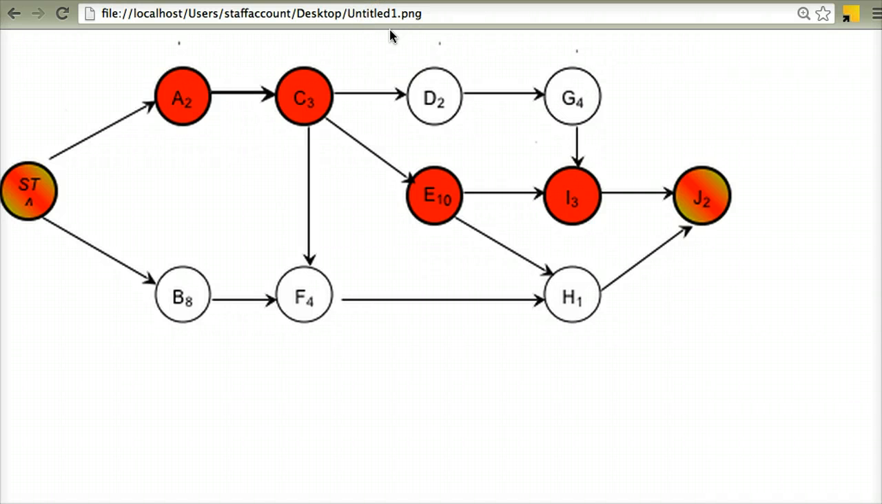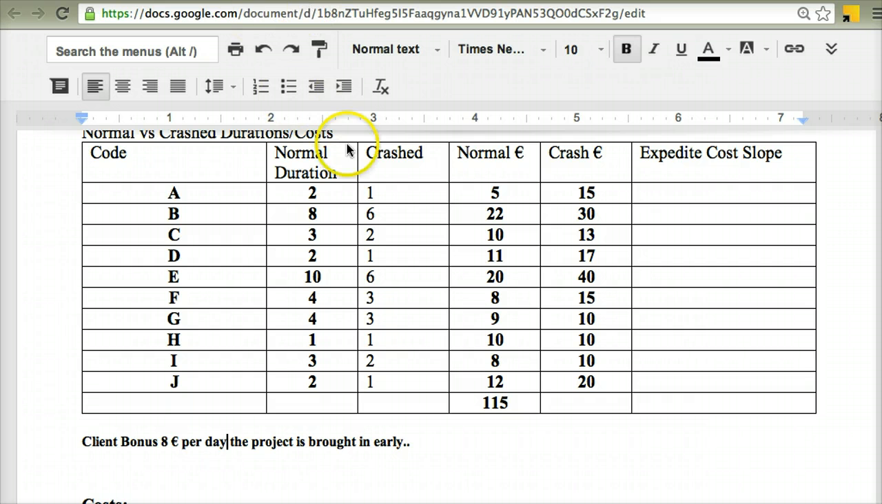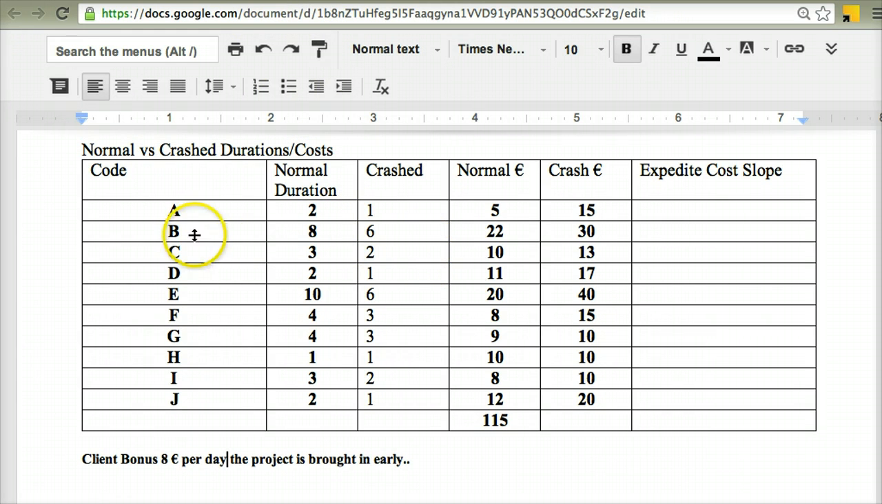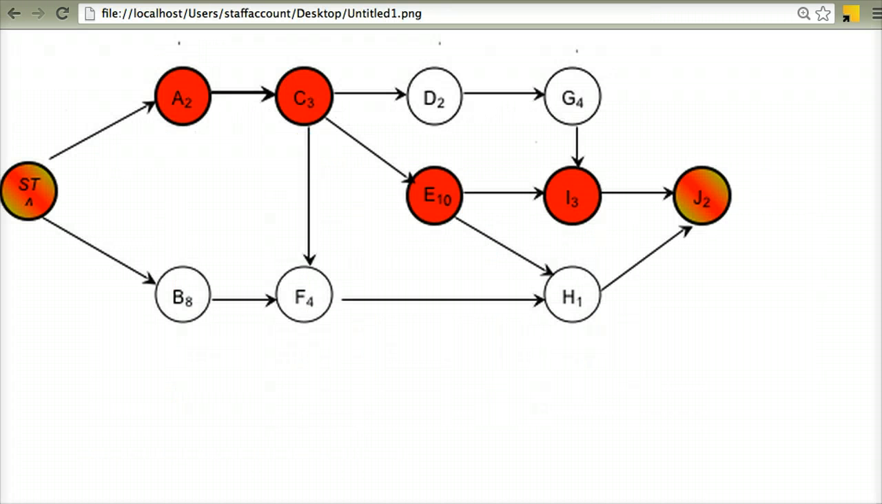For this example, let's look at the different figures that are available to us based on normal durations versus crash durations. Usually, we first have something that looks a lot like the work breakdown schedule that we would have done in the critical path analysis. We've got all the different activity codes here. Then we've got the normal durations of each of those activities, which map onto the subscripts of numbers on the activities in my project network diagram.